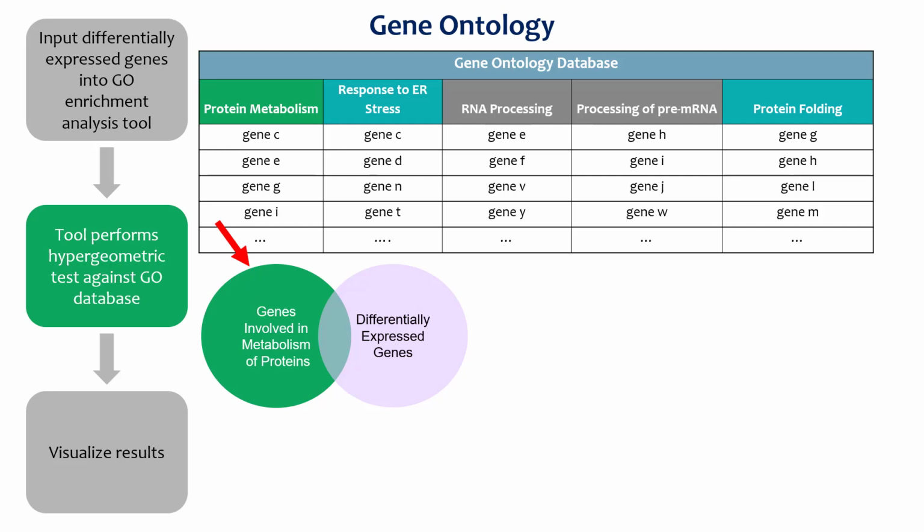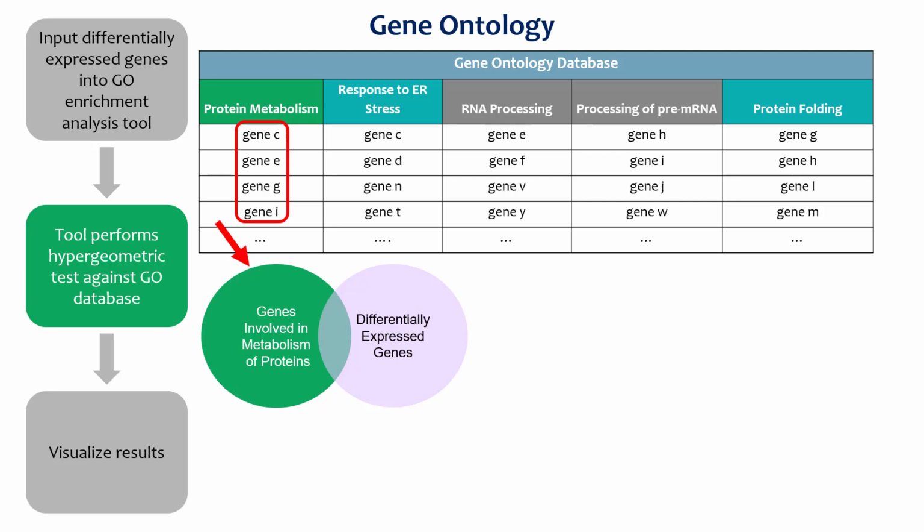As an example, if the gene ontology database shows that genes C, E, G, and I are associated with protein metabolism, and if genes C, E, G, and I are among the genes that are differentially expressed, what is the likelihood that their shared role in protein metabolism is why they were discovered together rather than just by random chance?